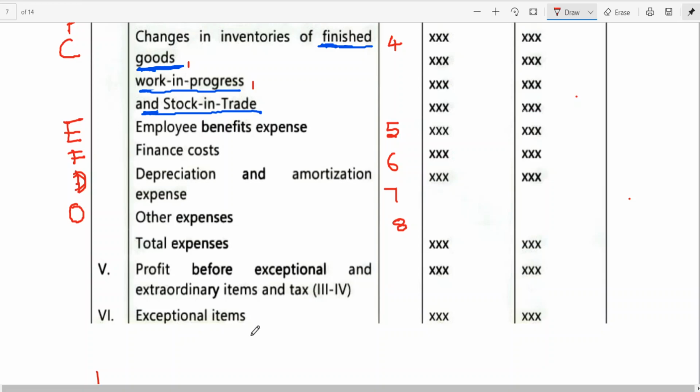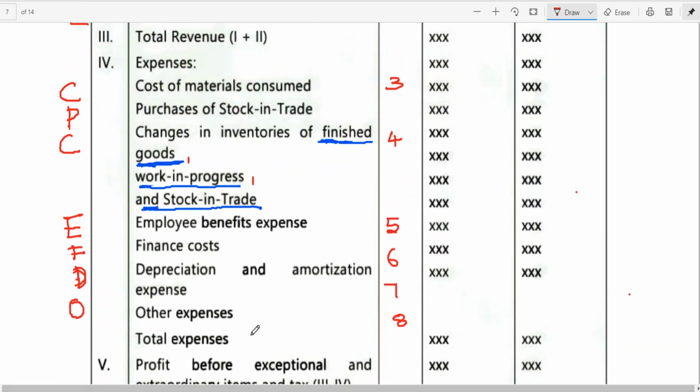It's very simple, no? All other things will be dumped to where? Other expenses. Other expenses mean whatever we used to show in profit and loss account. The first ones relate to the manufacturing and trading account. Up to this, generally it is related to manufacturing and trading. Employee benefit like salary, wages, finance cost, depreciation is related to the P&L account. Apart from salaries, interest on debenture, depreciation, all other expenses will be taken to other expenses.